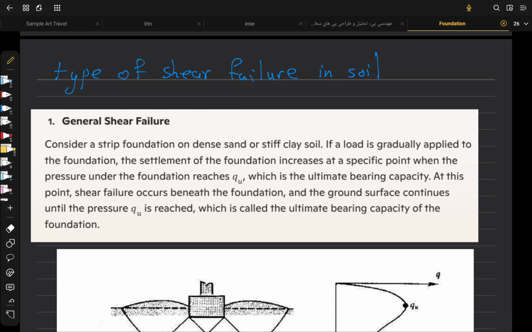At this point, the shear failure occurs beneath the foundation and continues to the ground surface until the pressure is reached, which is called the ultimate bearing capacity of the foundation. The most important thing in general shear failure is that it appears in dense sand and stiff clay soil.